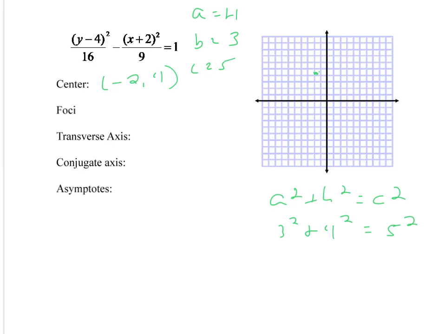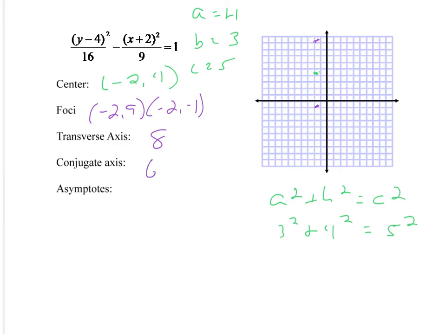So they're going to go up 5 to negative 2, 9, right here. And I think it's going to be negative 2, negative 1. Yep, down 5. So there are my foci. I'm going to just write those in at negative 2, 9 and at negative 2, negative 1. My transverse axis has a total length of 2a, which is going to be 8. My conjugate axis has a total length of 2b, which is going to be 6.